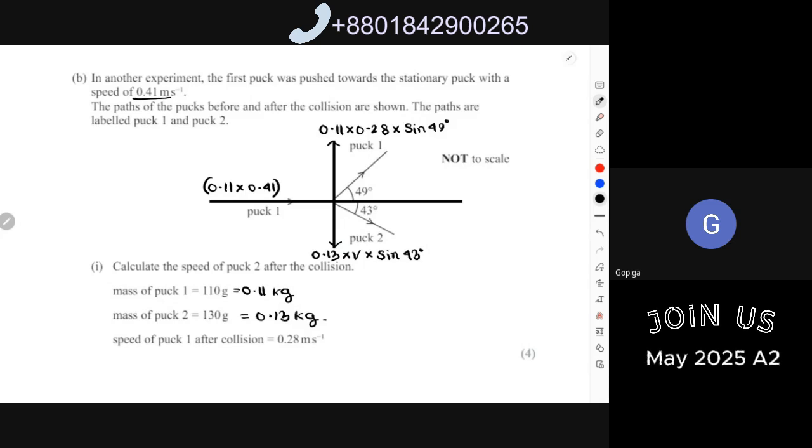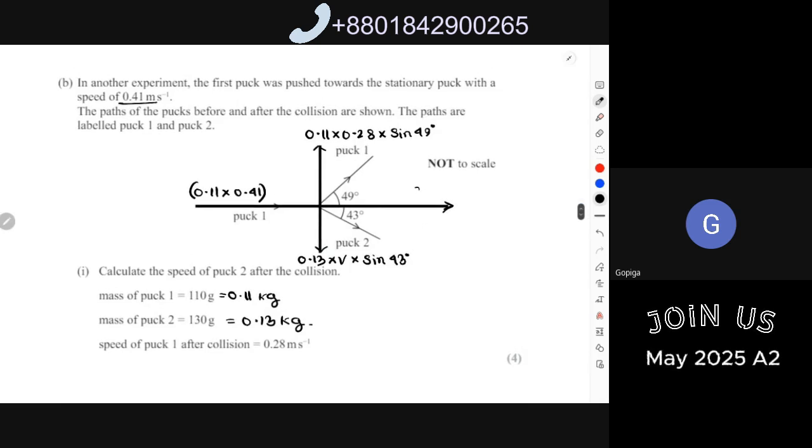So I can also use a vertical component over here to find out the value for V, or I can use the horizontal component also. For the horizontal component, now you will have 0.11 multiplied with 0.28 multiplied with cos 49 degree, and this will be added with 0.13 multiplied with V cos 43 degree, right? Either one you use, eventually the value for velocity should be the same.